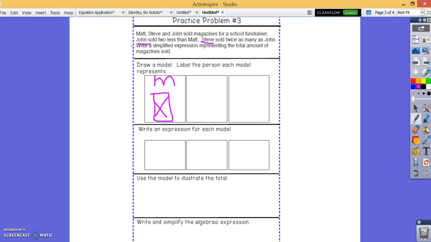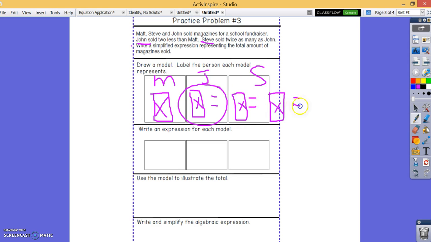Okay? John sold 2 less than Matt. Now this is a little bit different than what we were doing before because we've got 2 less, so now it's going to be 2 minus signs. Steve sold twice as many as John, so this is John, so Steve would be 2 full things of this. So x minus 2 and x minus 2.